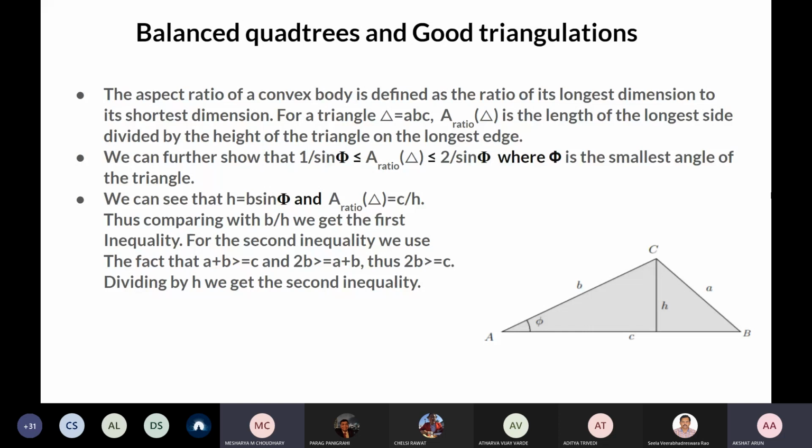From the figure, we can see that h is equal to b sine phi and the aspect ratio delta is equal to c by h. We can compare it with b by h to get the first inequality, and for the second inequality, we can use the triangle inequality a plus b greater than or equal to c, and the fact that the side length c is greater than or equal to b is greater than or equal to a, and manipulating these equations, we get the second inequality as well. Next slide.